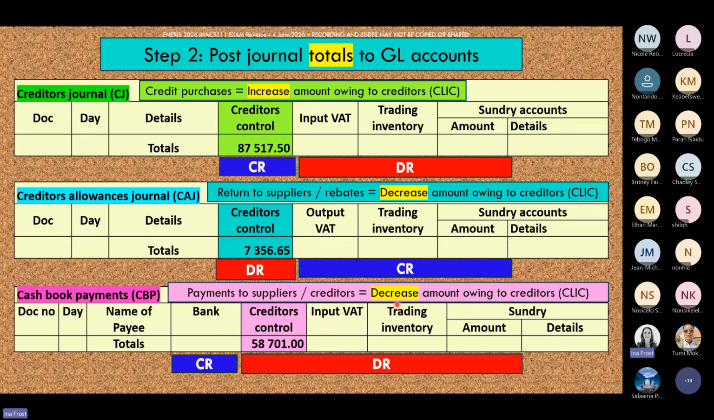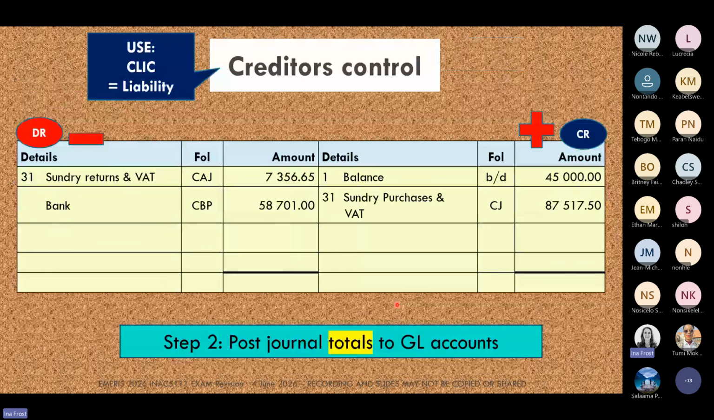Let's see what it looks like in the general ledger. So here is our general ledger account for our creditors control. We've determined that the increases are on the credit side. The decreases are on the opposite side, so that's on the debit side. So here is my creditors journal. Here is my creditors allowances journal and my cash book payments.